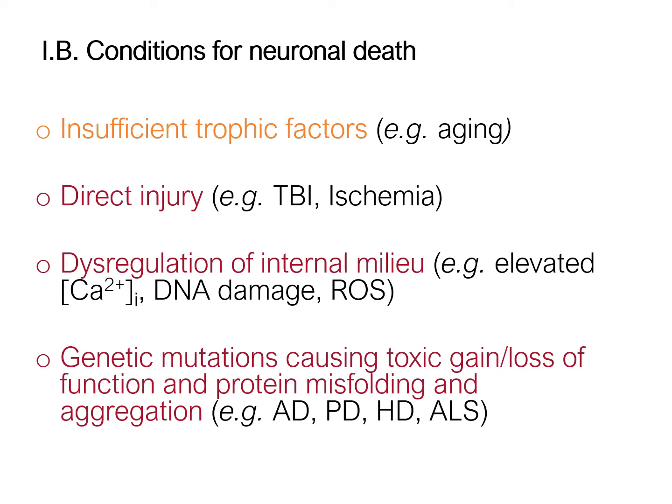And then the last factors that we have in this list are genetic mutations that cause toxic gain or loss of function, and also can cause protein misfolding and aggregation. And in those, we can find many of the neurodegenerative diseases that we know, such as Alzheimer's, Parkinson's disease, Huntington's disease, ALS, and many others.